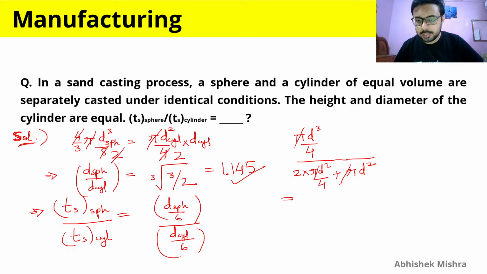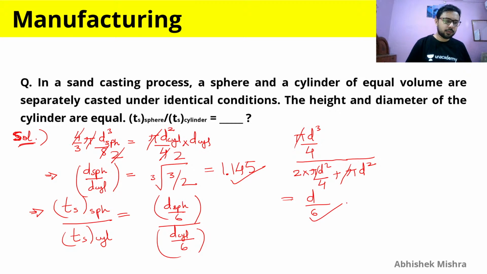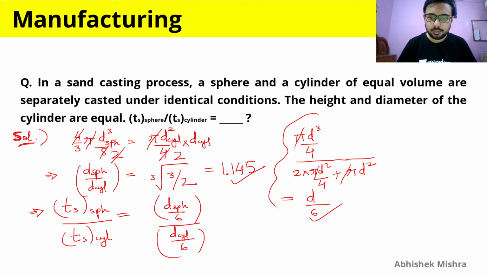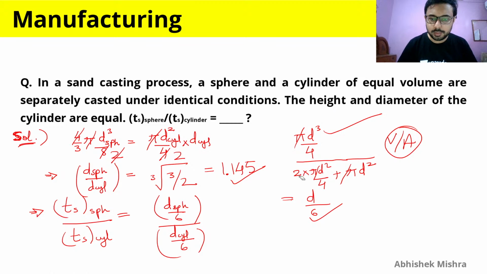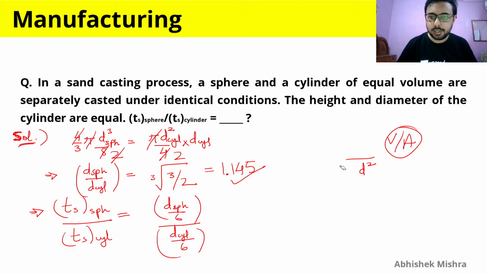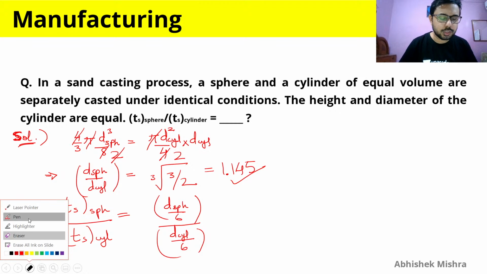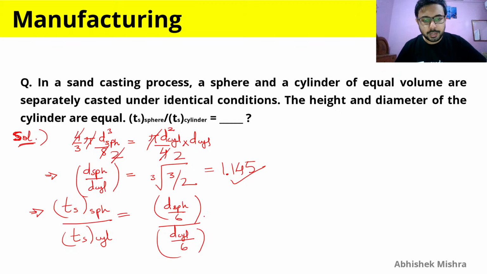pi's will get cancelled out, d by 6. So again, this is for the cylinder, and for a sphere you can easily also calculate V by A. So that is the thing, and you should remember these values. So come examination, you don't have to always calculate it. If you have calculated it once, then start remembering them and start using them directly, so that you can get confident and easily write these V by A values with full confidence.